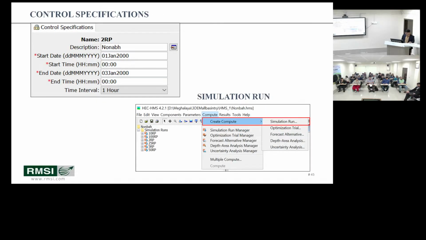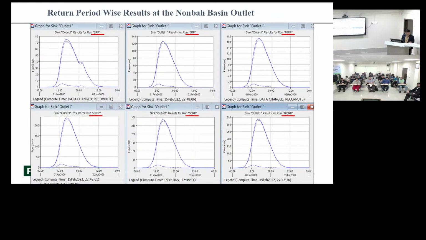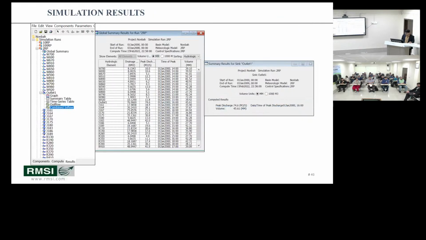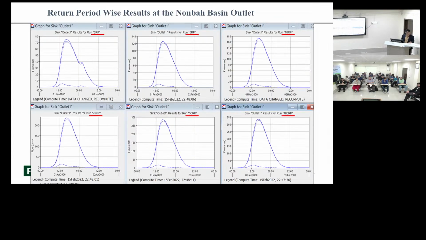After that, you have to prepare a simulation run, and once you prepare the simulation run, you simulate the model and you get this result. This is the output of this hydrological model. Input is rainfall, and there are some parameters to estimate the losses from the rainfall. As I mentioned, if you have 100 mm of rainfall in your catchment, the entire rainfall will not convert into runoff. So there are some losses.